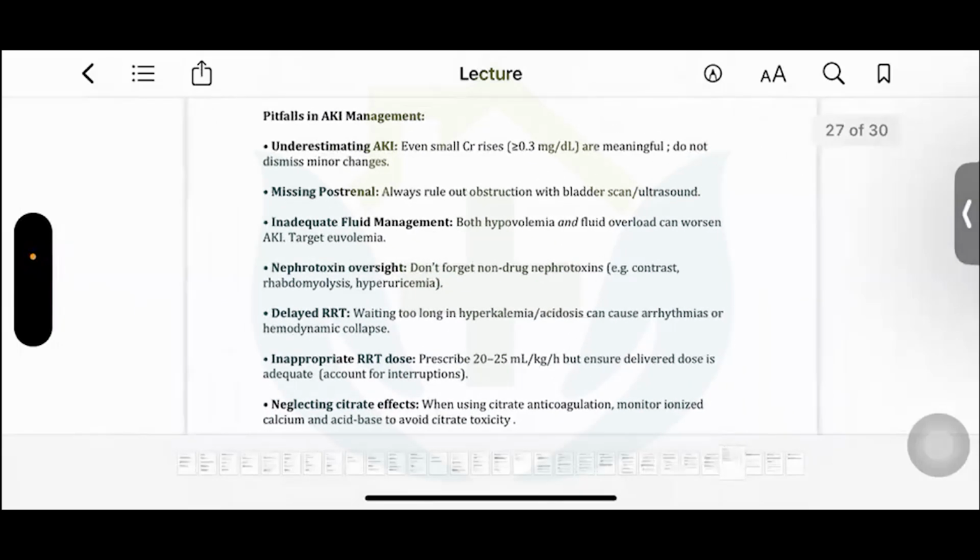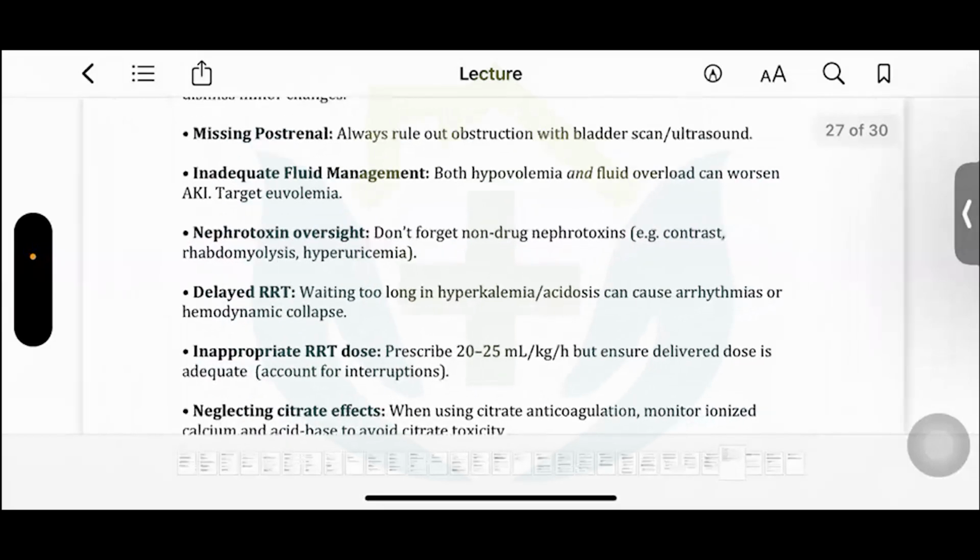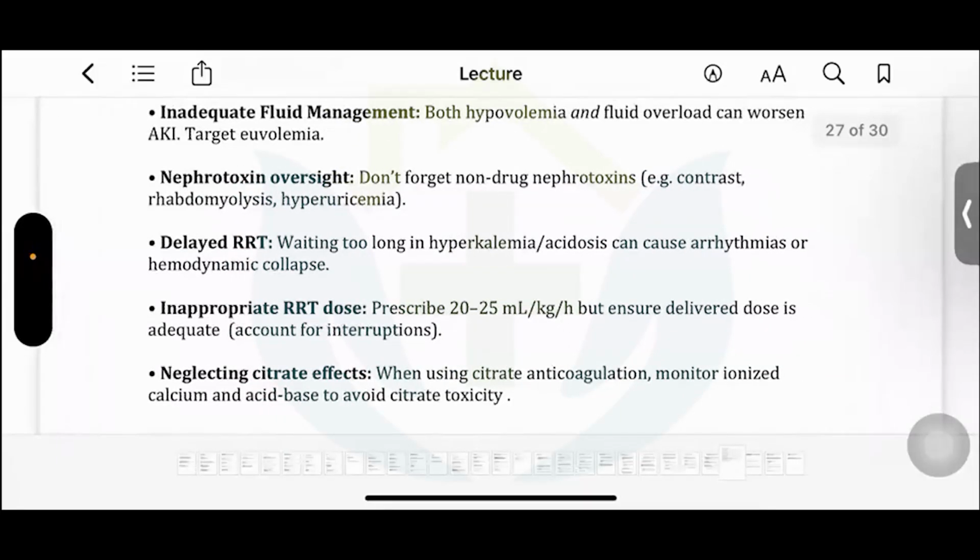Pitfalls in AKI management as far as the EDIC exam is concerned: number one, understanding AKI. Even a small creatinine rise, don't ignore it. If they have mentioned that the patient had a creatinine of 1.8 and now it is 2.0, it is an AKI. Specifically, when creatinine rises from 1.3 to 1.6, don't take it with a pinch of salt. It is impending AKI. Missing postrenal causes: always rule out obstruction, always. Inadequate fluid management: both hypo- and hypervolemia can worsen the AKI, target euvolemia. Nephrotoxin oversight: always look at the list of drugs being given and stop all the nephrotoxins.